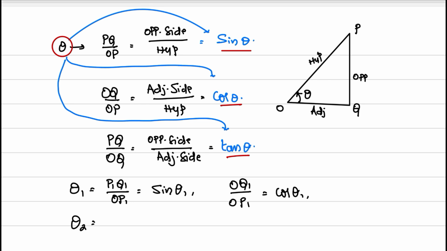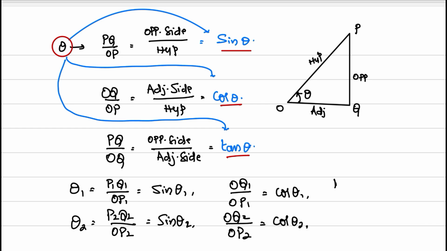For theta 2, P2Q2 by OP2 is sin theta 2, and OQ2 by OP2 is cos theta 2. And P1Q1 by OQ1 is equal to tan theta 1, P2Q2 by OQ2 is tan theta 2.